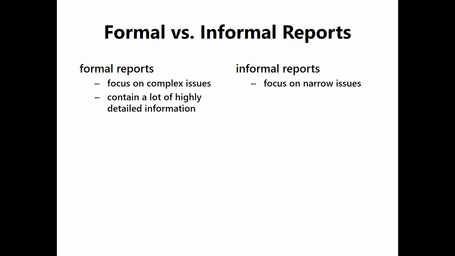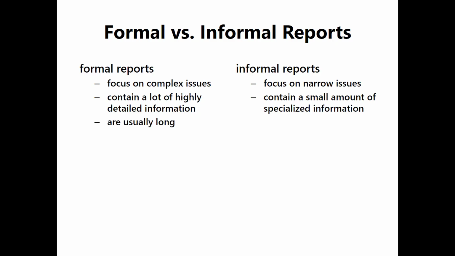Accordingly, formal reports are going to have a lot of highly detailed information, whereas informal reports may have very detailed information, but at the same time it's not going to be as much information. Formal reports are often very long. These things can be hundreds, if not thousands of pages. Informal reports, though, are usually pretty darn short. A single page, maybe 2 pages, is a very common length for an informal report.